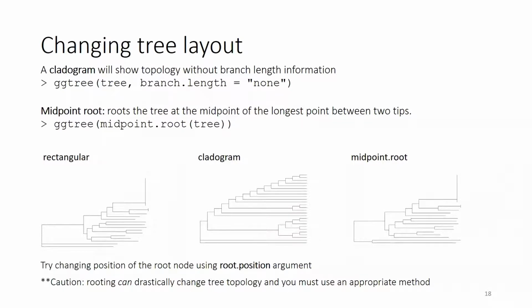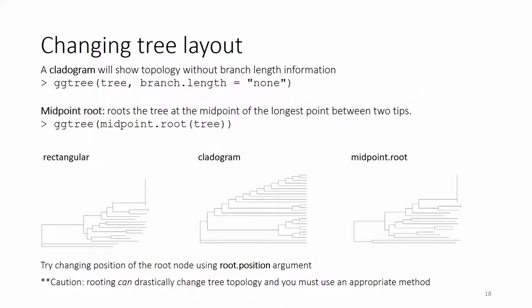You can also use branch.length equals none. This will set the length as none, basically to make it look like a cladogram. As opposed to if you don't include this, the default will still be the normal scaled branches as shown in the rectangular. The midpoint root roots the tree at the midpoint of the longest path between the 2 tips.